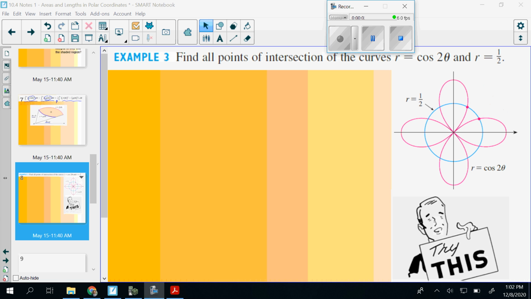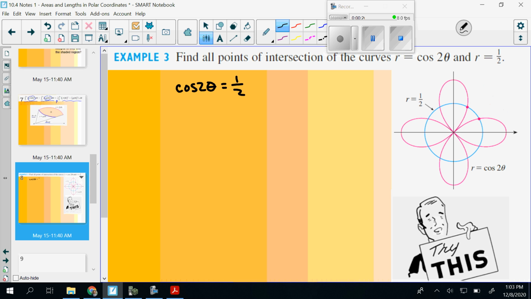All right, in this one they want us to find all the points of intersection between cosine of 2 theta, and that's that clover leaf we looked at in a previous example, and the circle r equals a half. Well, we looked at in a previous example, if you want to find those, set them equal. So let's set these two equations equal to each other and solve.